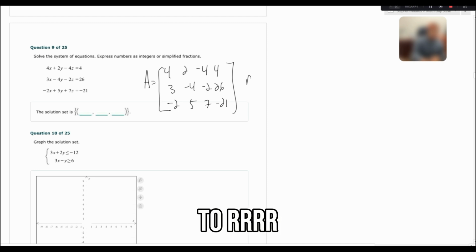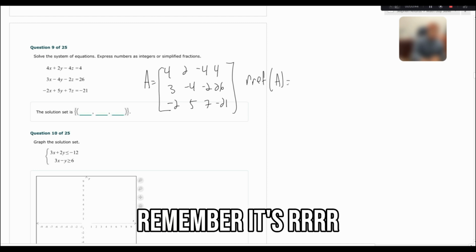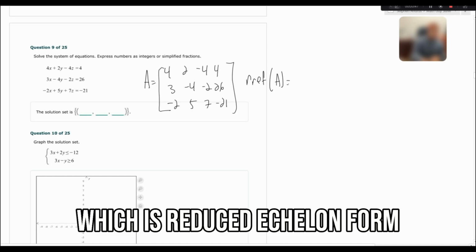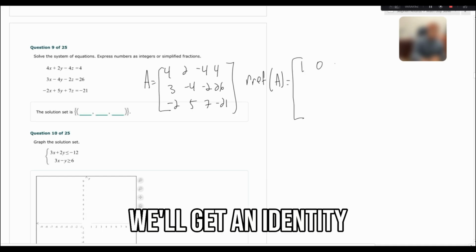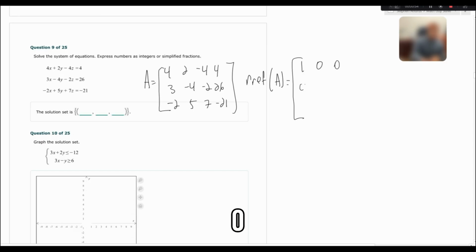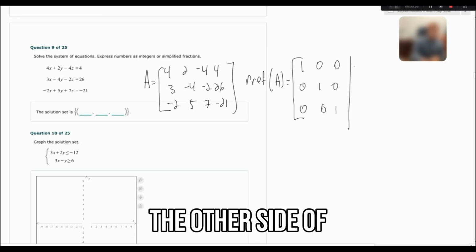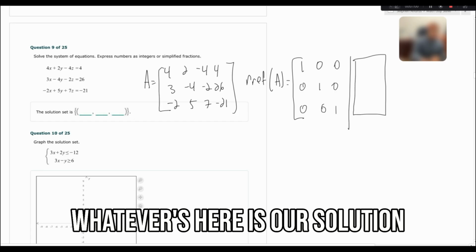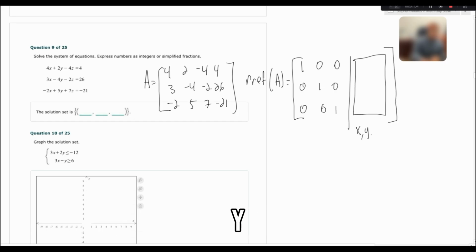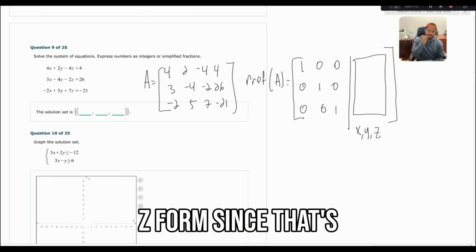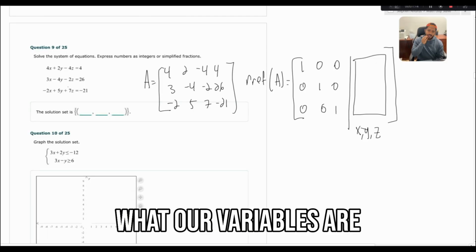And our goal is to RREF, right, that matrix A. Okay, remember it's RREF, right, double R, which is row reduced echelon form. And so when we do that, we'll get an identity matrix 1, 0, 0, 0, 1, 0, 0, 0, 1, and then whatever's on the other side of the augment, right, whatever's here is our solution. And of course, we know this is in X, Y, Z form since that's what our variables are written as.